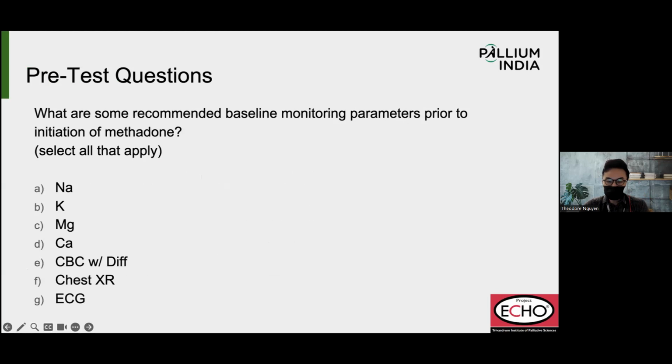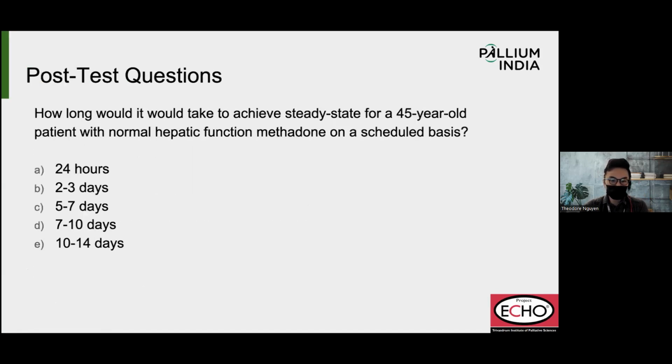Since there already were some pre and post test questions, I'll skim past these sections.